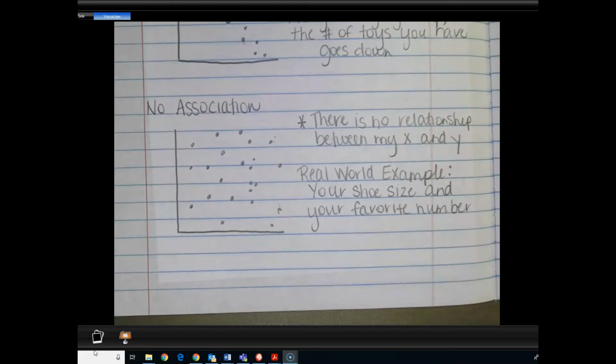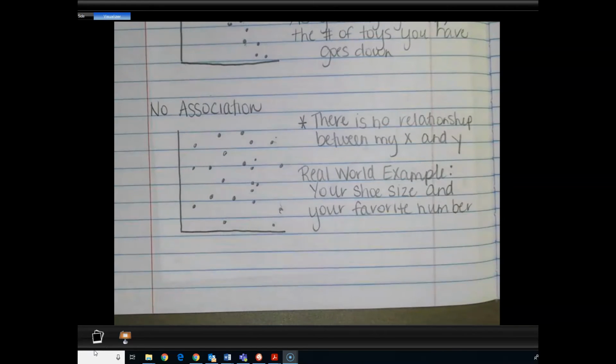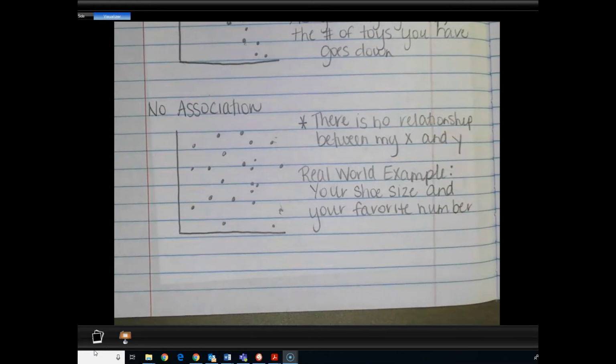All right, so scatter plots. We're going to continue with scatter plots. We're going to be looking at scatter plots for quite a few days. Learning to make predictions about them, learning to write equations from them, things like that.